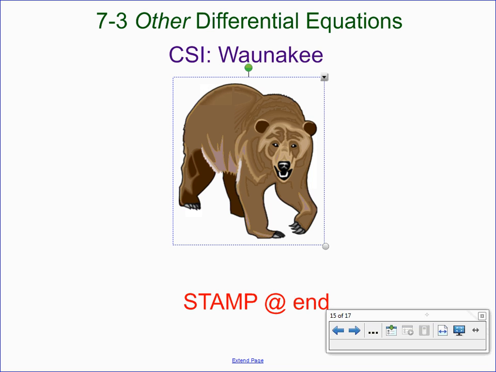Together, you and your cooperative learning group, as a CSI Wanakee forensics unit, are going to determine the time of death, and you need to show me that time at the end, and then you'll get your stamp. We'll come together for closure at about 35, regardless of where you guys are, and I'll pause the recording until then.